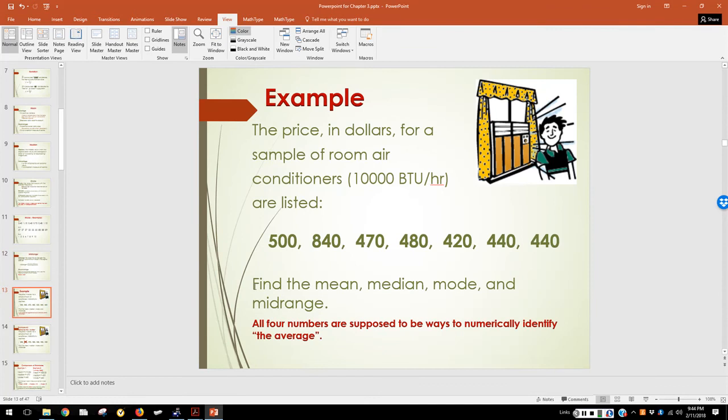The example that we looked at last time was the price in dollars for a sample of room air conditioners, which were 10,000 BTU air conditioners. And the prices we found for the sample of 7 air conditioners were $500, $840, $470, $480, $420, $440, and another one for $440. And we found the mean, median, mode, and mid-range.